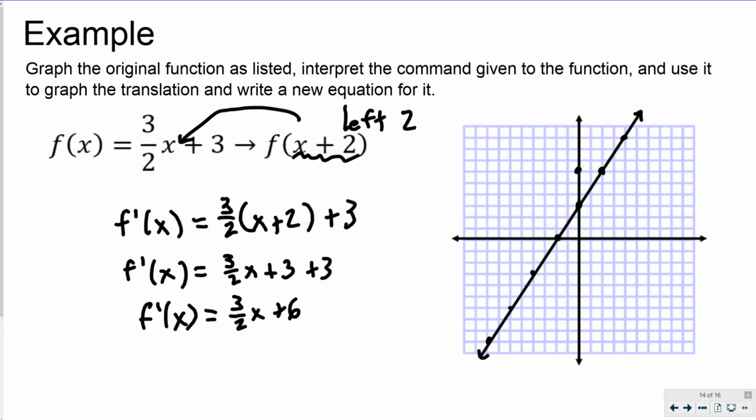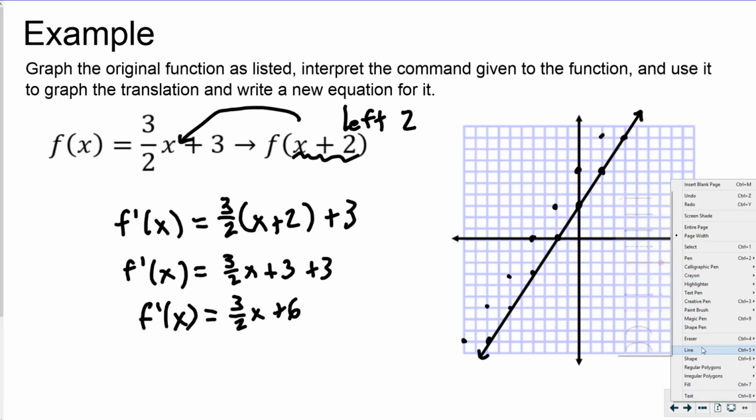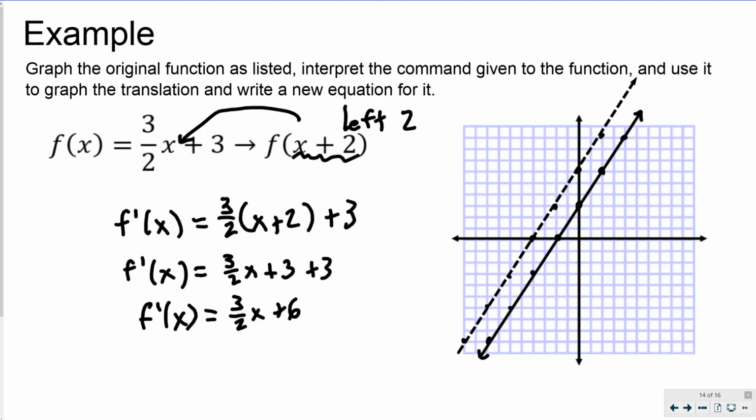So if I move all of my points, if I adjust them in accordance with what I was supposed to do with my new equation, and I'm going to do a dotted line for this one. The dotted is the translated one. You can see that I have moved every point to the left 2. Okay, so you can see that I have moved 2, moved 2, moved 2, moved 2, all the way to the left.